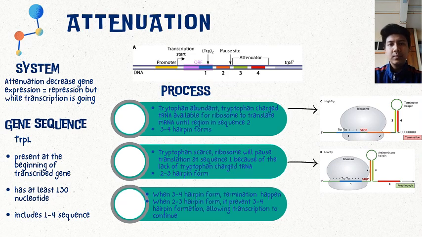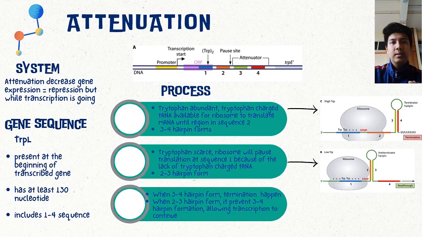So in the condition where tryptophan is abundant, the tryptophan-charged tRNA happens to be abundant too, making it always available for the ribosome to continue translating the mRNA until it reaches region 2 of the TRPL. This condition allows the 3-4 hairpin to form, making the termination process happen.